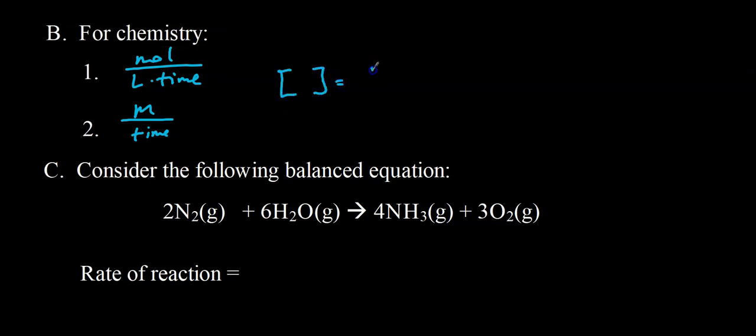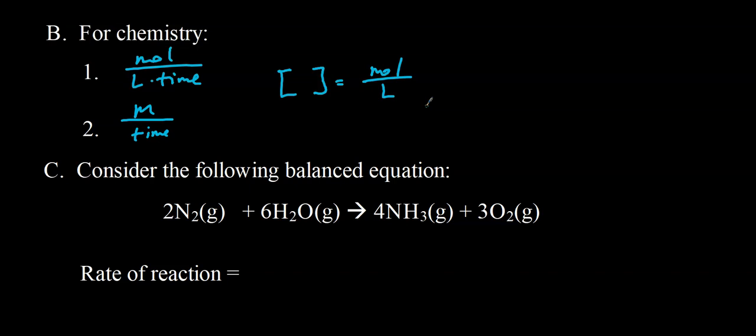Remember, anytime you see the formula of a substance written in brackets, that means moles per liter. So the change in the amount of the substance in moles per liter, per liter if it's a gas, or per liter of solution if it's aqueous. There are many different ways of determining the rate of a reaction, but probably change in concentration over time is the most common. Pretty much anything that you can measure, though, we can use to determine the rate of a reaction.